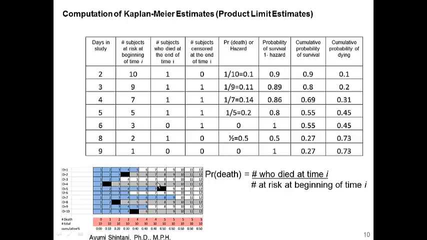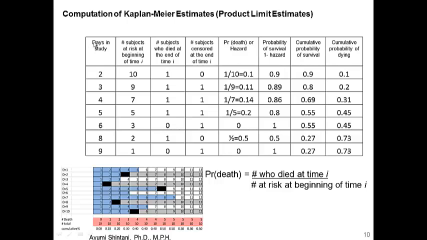And that leaves the next time point, which is day 6. And we have 1, 2, 3 people at risk at the beginning of day 6. And there was no death. And 1 person was censored at day 6. And at day 8, of the 2 people left at risk, 1 person experienced an event. And then finally at day 9, the last person was censored, and therefore there was no one left after day 9.